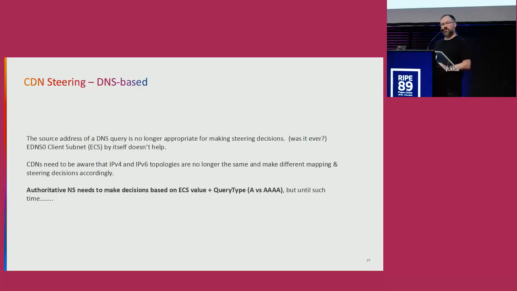Some CDN providers use the source address of a DNS query for these steering decisions, and it's usually the recursive name servers, which isn't very helpful. EDNS Client Subnet, ECS, has come along, and that embeds the original source IP of the query into the payload so they can make more informed decisions. However, this doesn't really help us in this situation. So what the authoritative name servers need to do these days is make decisions not just on the ECS value, but also the query type. Is the query type an A record for v4, or a quad A query for v6, as well as the ECS value?